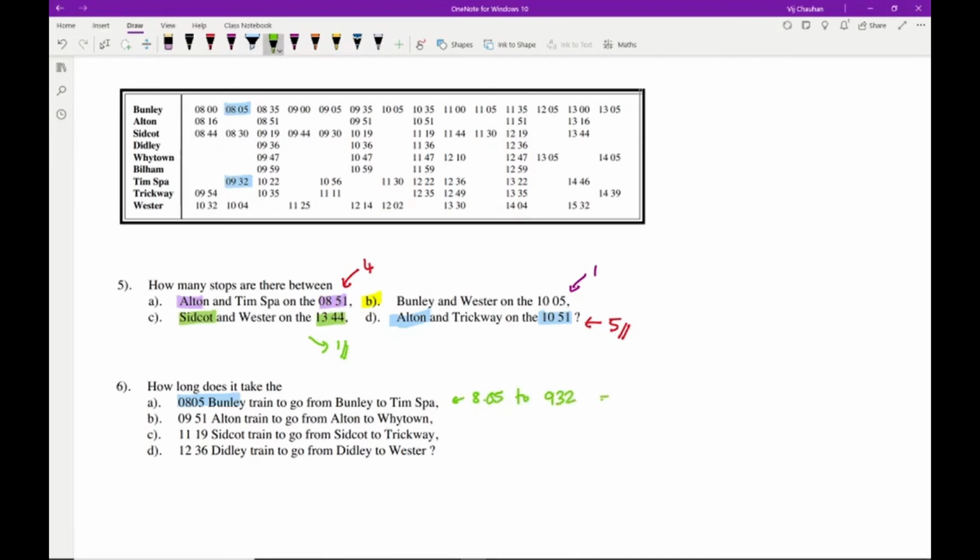9:32. And then working out from there, so 1 hour would take it to 9:05, so if we count 1 hour, that's 9:05, and then we just need to calculate how many more minutes do I need to get from 5 past to 32 minutes. Well, that's going to be 20 and then 27 minutes, so then the answer to this one is going to be 1 hour and 27 minutes.